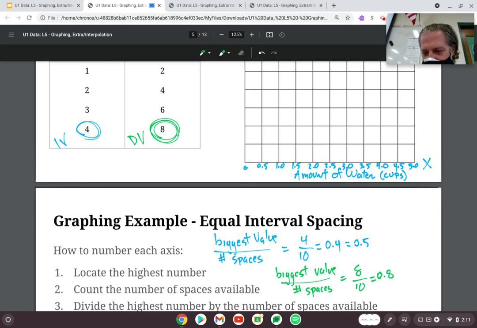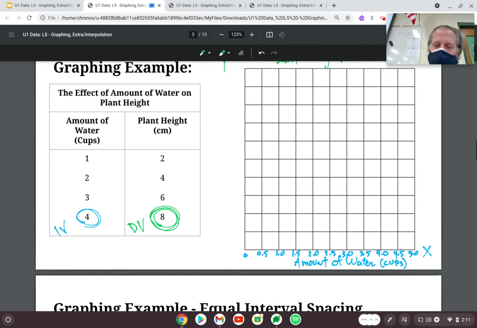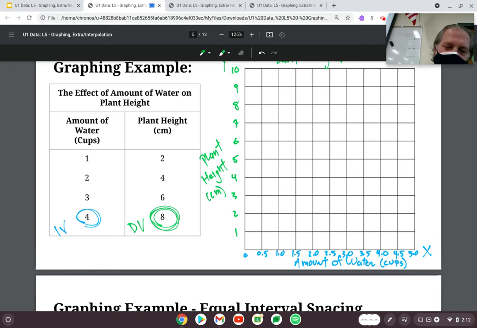And again, nobody counts by 0.8. That's weird. So we're going to round that up to 1. So that means each of my spaces is worth a 1. So 1, 2, 3, 4, 5, 6, 7, 8, 9, 10. And then I'm going to label it plant height. And I'm going to put a unit there, which is centimeters.